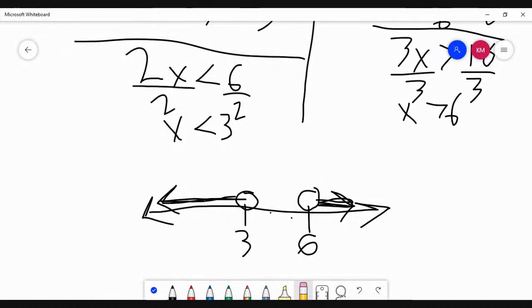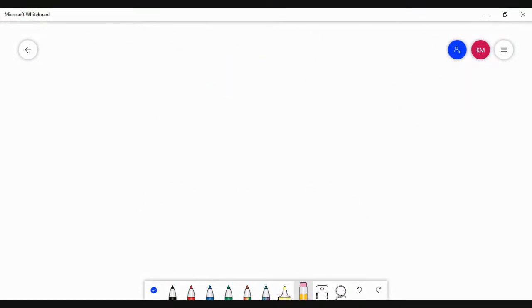All right. Moving on to our next section, which is solve absolute value equations. All right, so solving the absolute value equations. What does that mean?